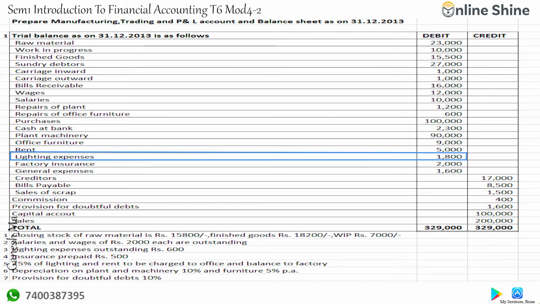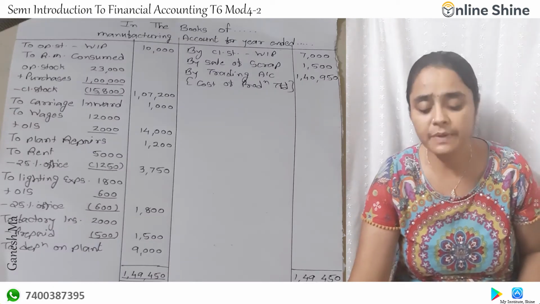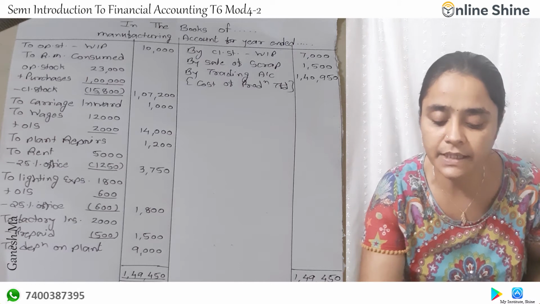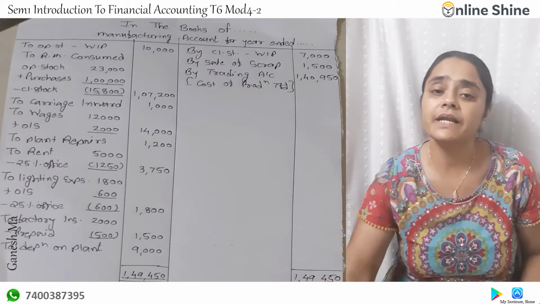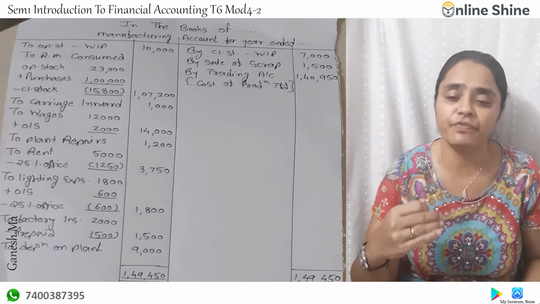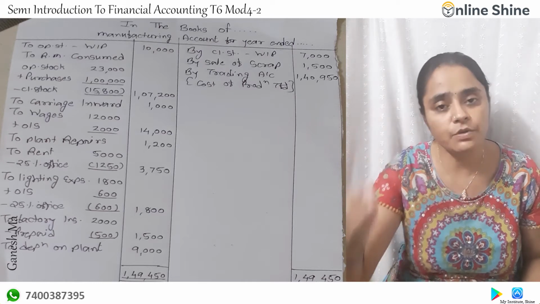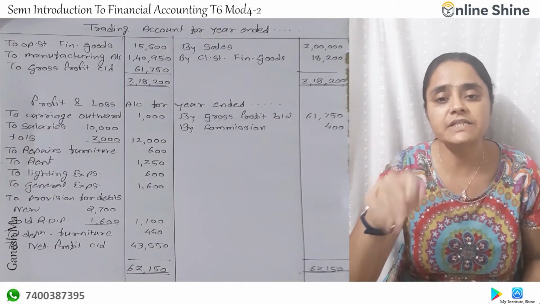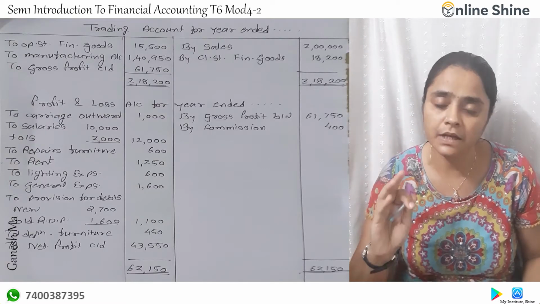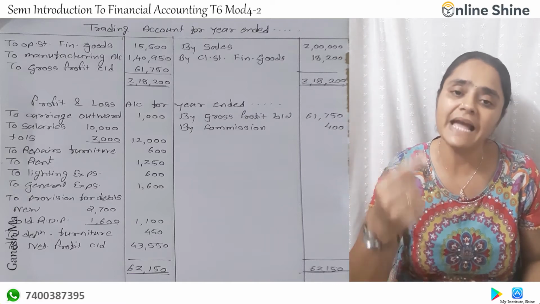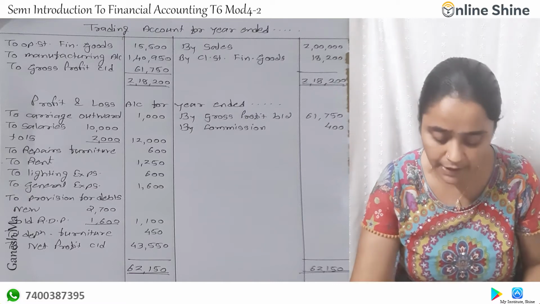Lighting expenses rupees 1,800. Now lighting is also used for the production purpose. So we can put over here lighting as rupees 1,800. That is used both for office and for factory. So the factory part will come in your manufacturing account. After giving the adjustment, the balance part will come in your P&L account. So in both manufacturing as well as in your P&L, the lighting item will come.